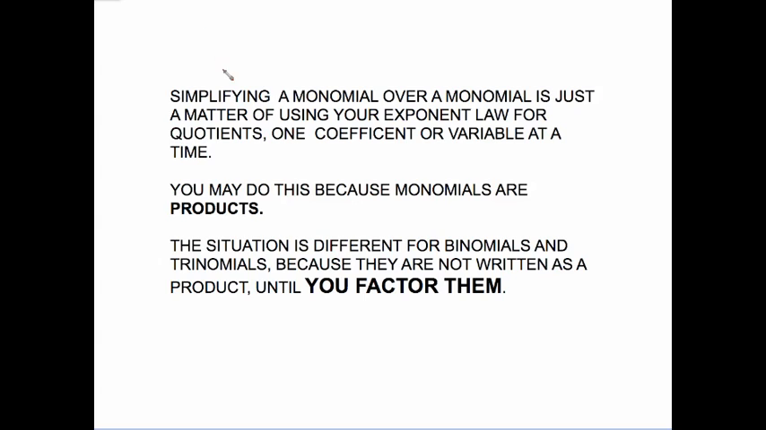But when you have binomials and trinomials, those are not products. Those are sums or differences, and we have to handle those differently. So simplifying monomial over monomial, just use your exponent laws. When you have binomials and trinomials, you must write them as products first, which means you must factor those. Pause the video here if you need to and write this information down, but the key idea here is when you have binomials or trinomials, you must factor them out before you do any canceling.